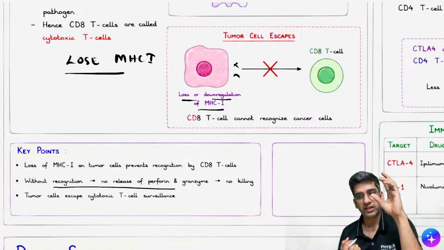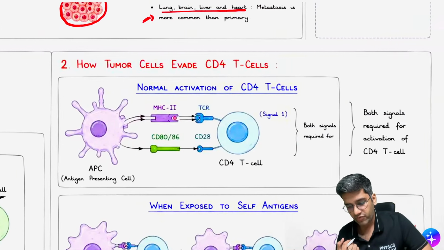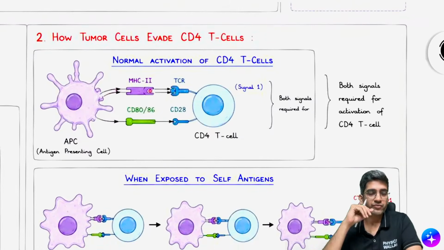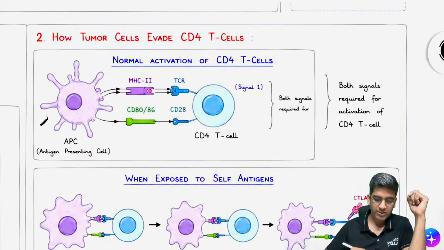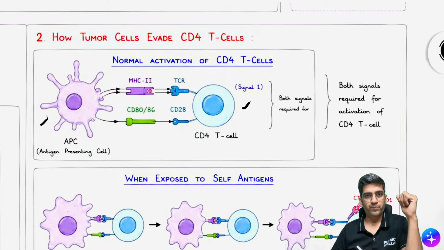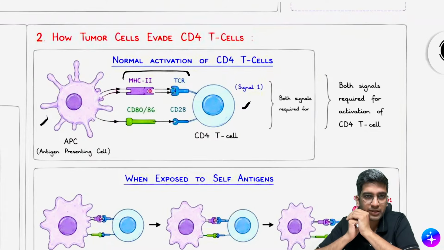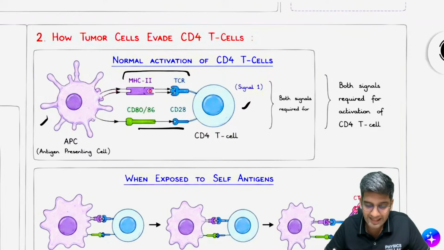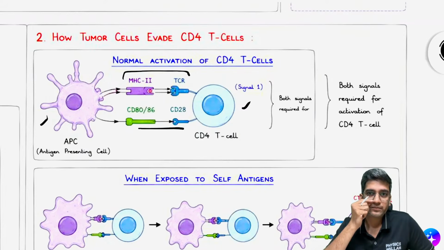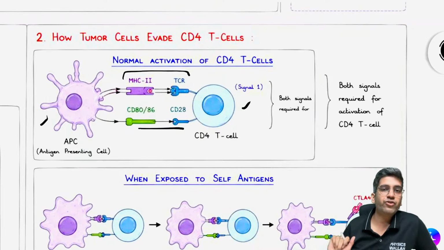Okay, fine, CD8 is blind. CD4 should have helped me, no? Why is it not helping me? For that, we'll have to understand how CD4 functions first. For normal activation of CD4, I need antigen presenting cells and I need CD4. That's my first signal, MHC and T cell receptor. I also have one more signal, that is CD80, 86 and CD28. Both these signals are a must for CD4 activation.